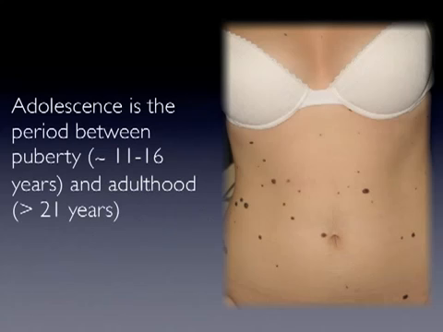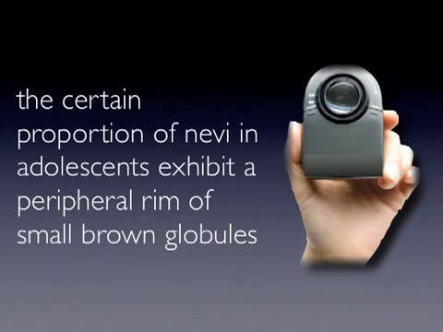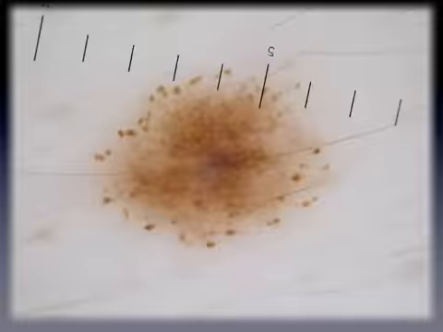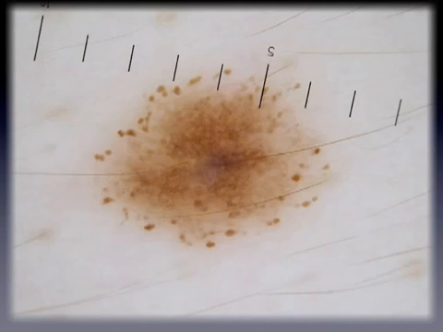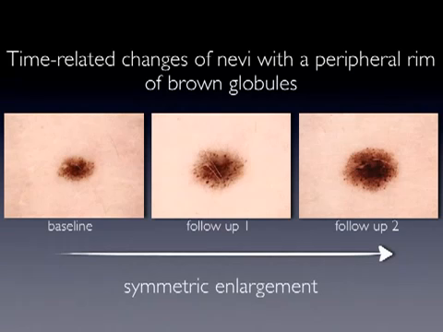In part 2 of this podcast, we will discuss the dermoscopic nevus pattern of adolescence. Adolescence is the period between onset of puberty and adulthood. A certain proportion of nevi in adolescence exhibit a peripheral rim of small brown globules, as shown in this example.